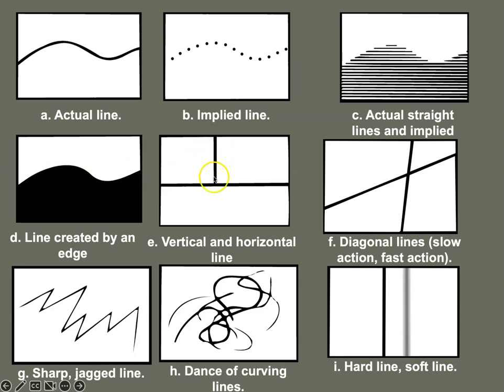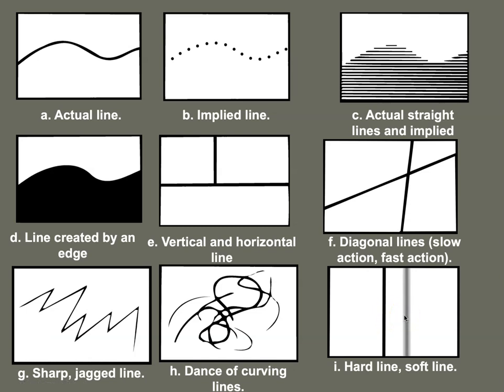We have what we call vertical line, which goes up and down, and then horizontal line, which goes side to side. Diagonal lines are going to go diagonally across the picture plane, and you can see when it's just slightly diagonal, it's going to feel more like slow action, and then when it's more vertically diagonal, it's going to have fast action. There's jagged, sharp lines that you can see here, these geometric, triangular forms. And then we have curving lines that create almost a dancing movement. We have hard line versus soft line. The hard line has a hard edge and the soft line has a soft edge.